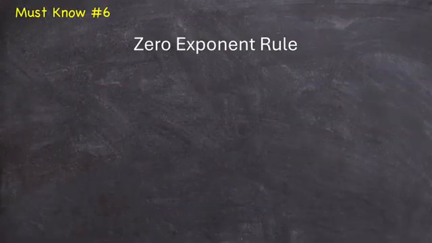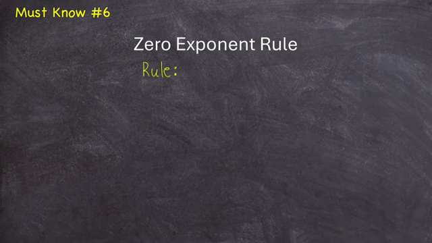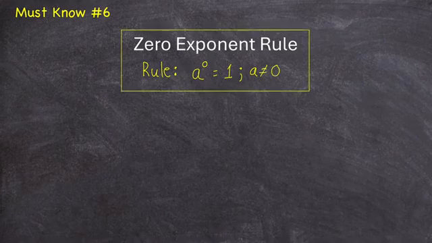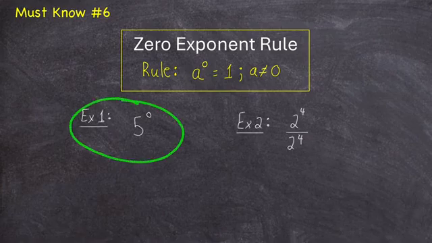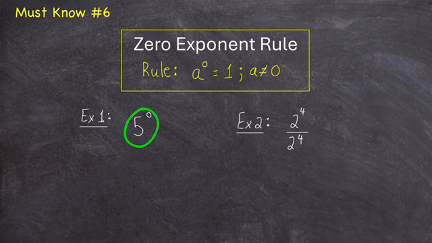Must know exponent rule number 6, the zero exponent rule. This rule states that any number to the power of 0, so let's say a to the power of 0, is equal to 1, as long as the base of the power, a, is not 0 itself, because 0 to the power of 0 is undefined. And this will be an easy rule for me to show you how it works with a couple quick examples. Starting with example 1, I just want to evaluate 5 to the power of 0. Well, anything to the power of 0 is 1, so I know this is equal to 1.